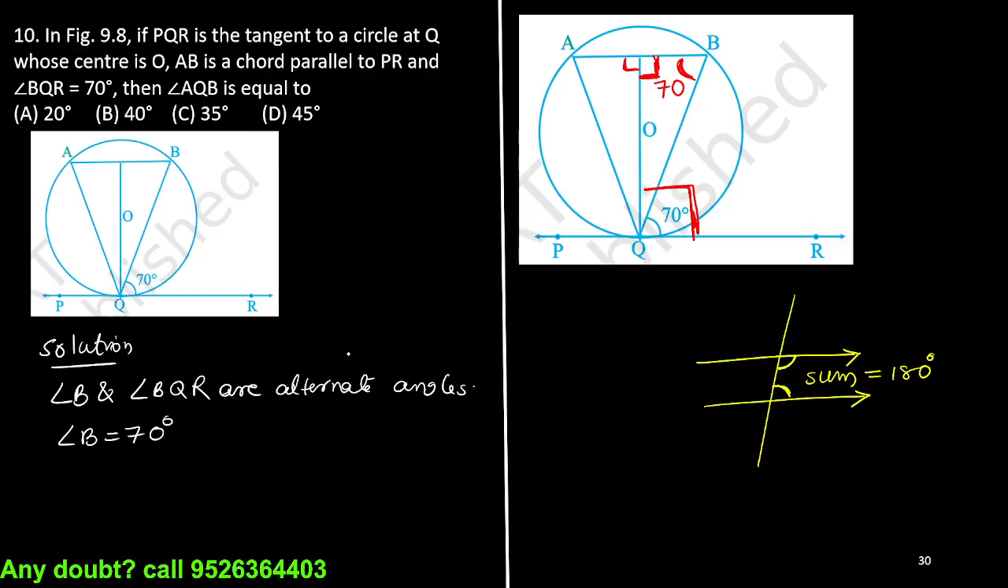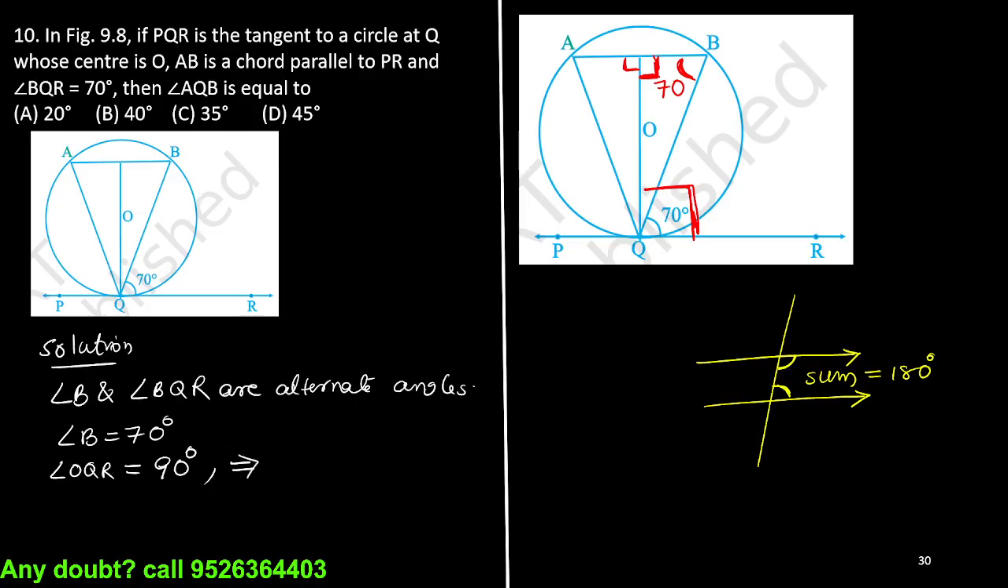The reason is angle OQR. Clear? Angle OQR is 90 degrees. We know the reason. What is the reason? I have already explained: the line segment joining the center and the point of contact is perpendicular to the tangent. So angle OQR is 90 degrees.